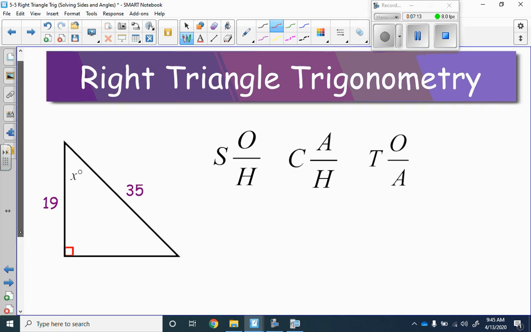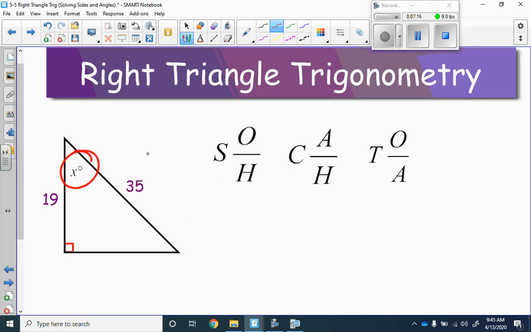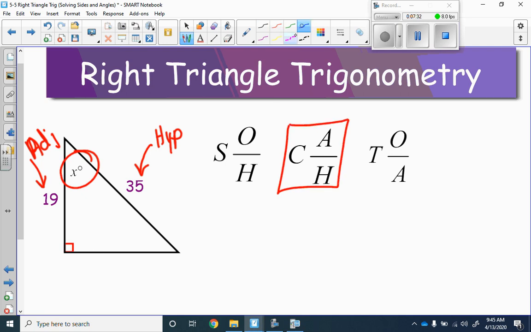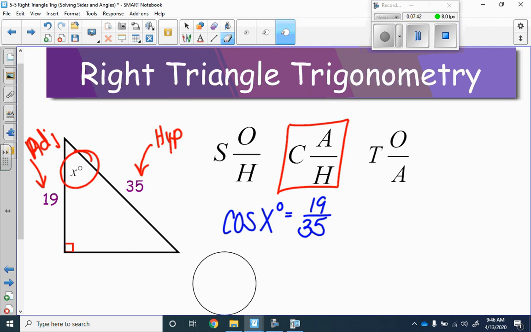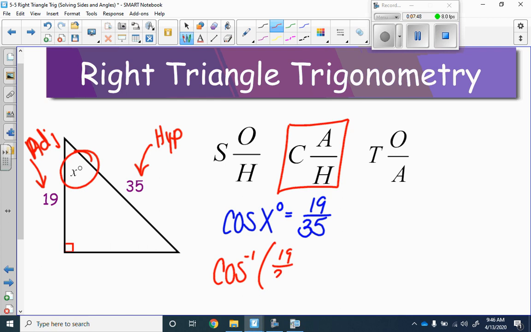Okay, here's another one. I've got my x right here, 35 is your hypotenuse, and the 19 that's given to us here is your adjacent side. And so that tells us that we're going to set this up using the cosine. So the cosine of x degrees is equal to 19 over 35. So we can go ahead and take the inverse cosine of 19 over 35, and that's going to give us our angle.